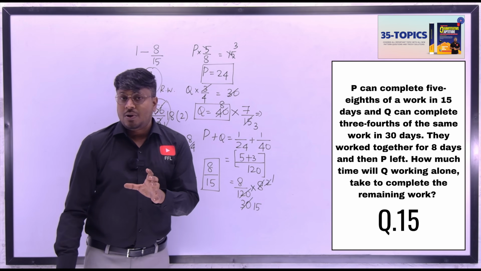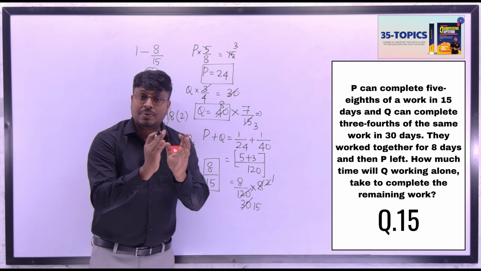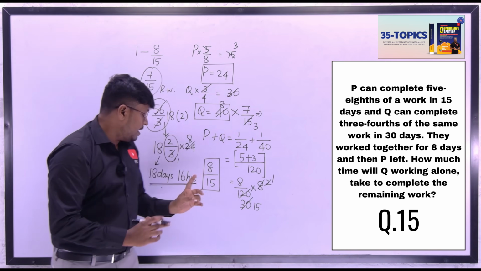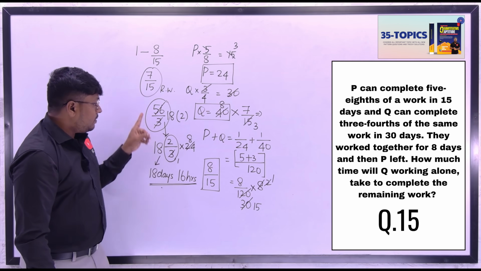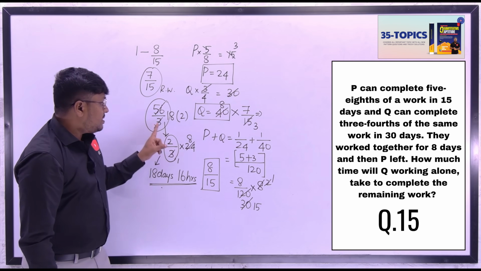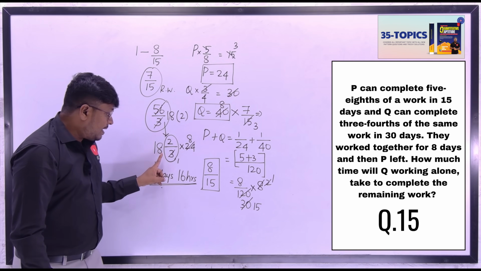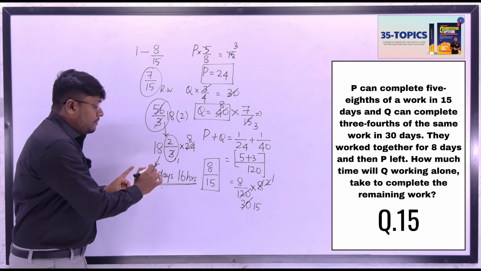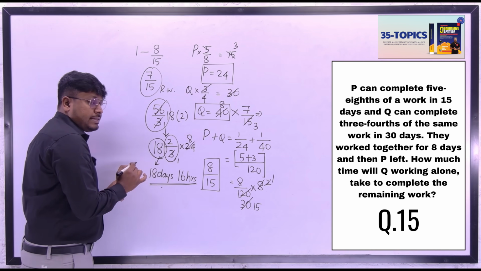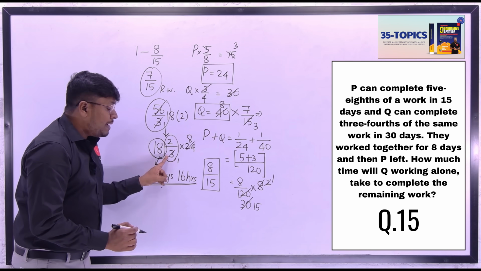So friends, understood or not, right? So easy question. At last, I have seen students struggling to find this part alone: how to convert this value into days as well as hours. So first we have to convert this value in terms of a mixed fraction, and after converting into a mixed fraction, the first number acts as the total days. So total days 18 days, and the balance is 2 by 3 of the day.